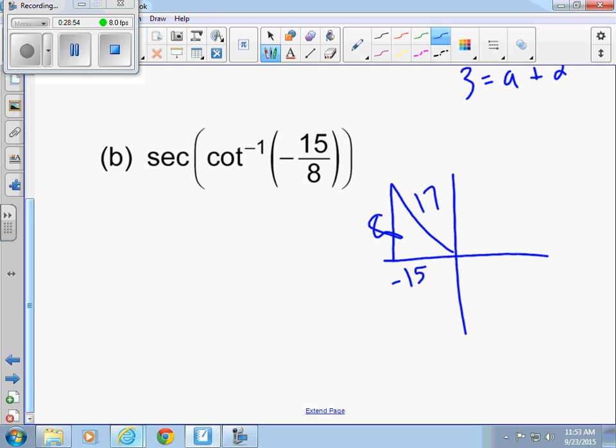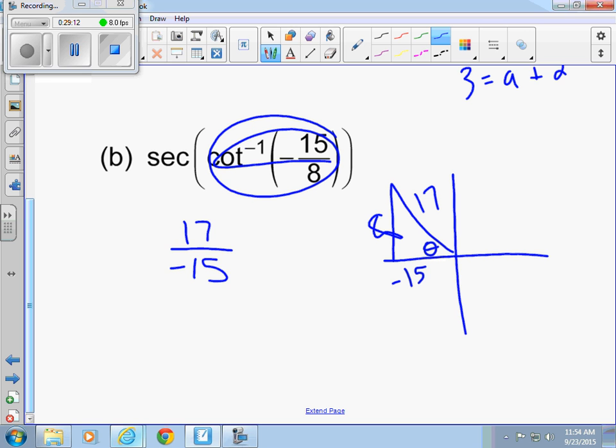Okay, so this is the angle, right? Remember, this is just an angle, and I want the secant of that angle. Secant is hypotenuse over adjacent. Negative 17 over negative 7. Again, it is, isn't it? This does show up on the ACT.